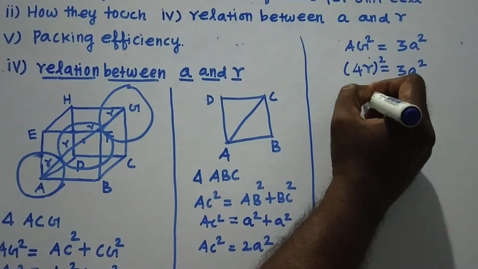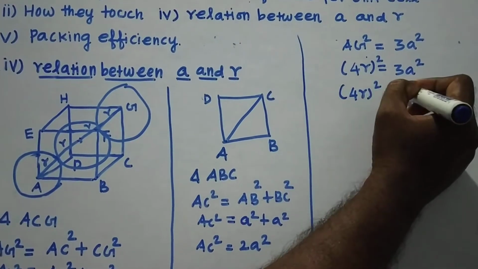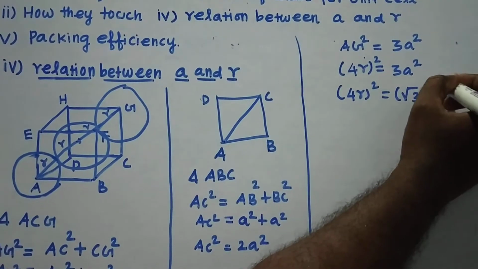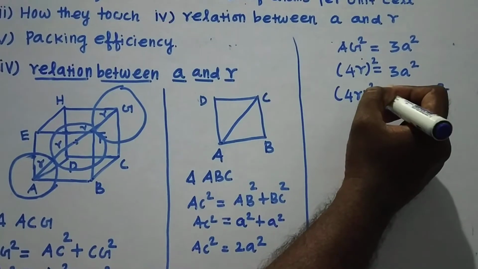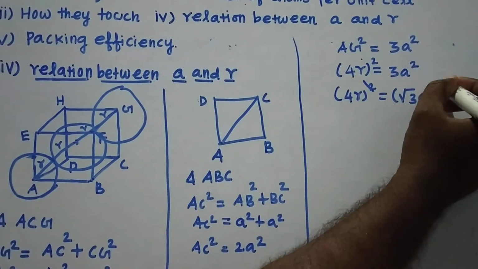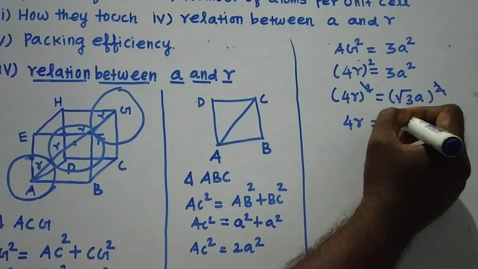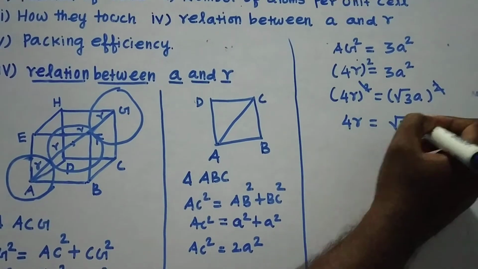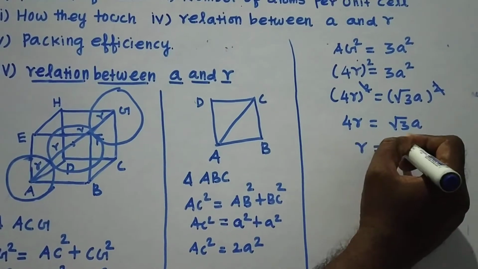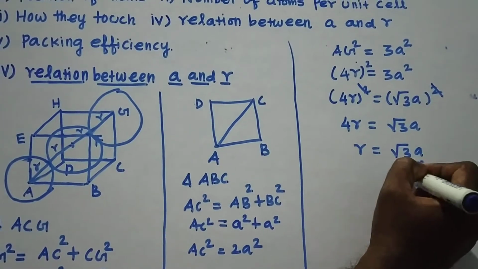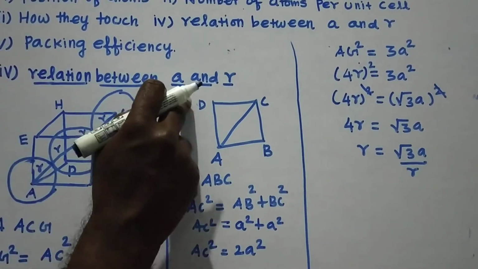Then it's also written as 4r whole squared equal to root 3 a whole squared. Then we remove the square from both sides. Then 4r is equal to root 3 a. Then r is equal to root 3 a by 4. This is the relation between a and r.